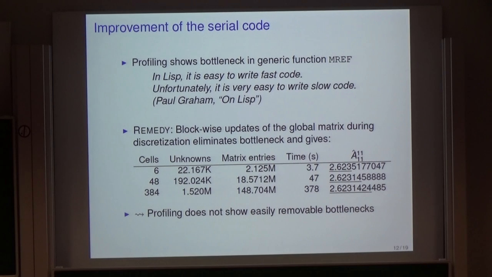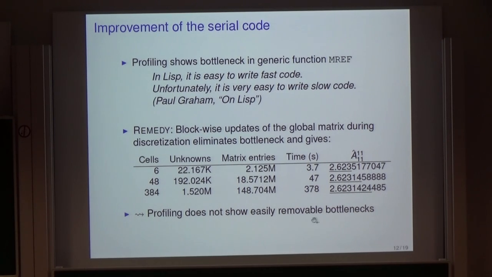That proved to be the case also here, because profiling showed two points, and this was the most important one. I updated my global stiffness matrix element by element via a generic function, so really double value for double value. This took a lot of time. When I switched to blockwise updates, where for each such cell you have a whole block of unknowns which corresponds to some block in the stiffness matrix, this performance bottleneck was gone.